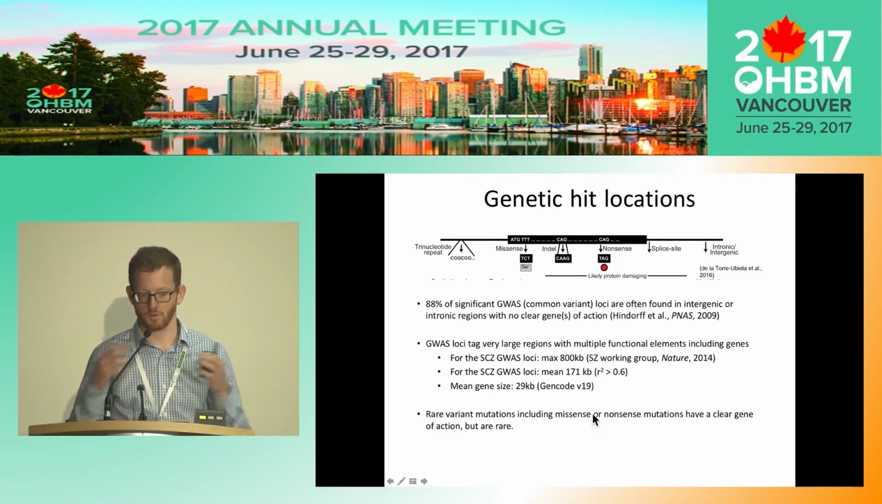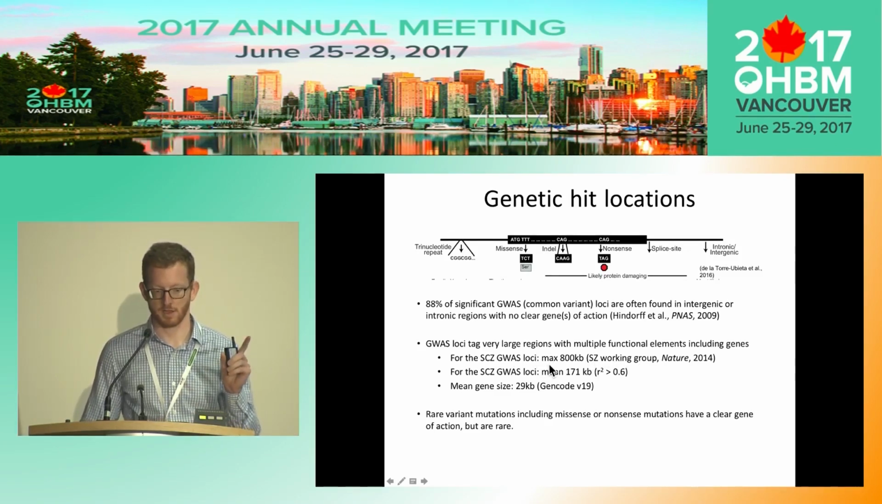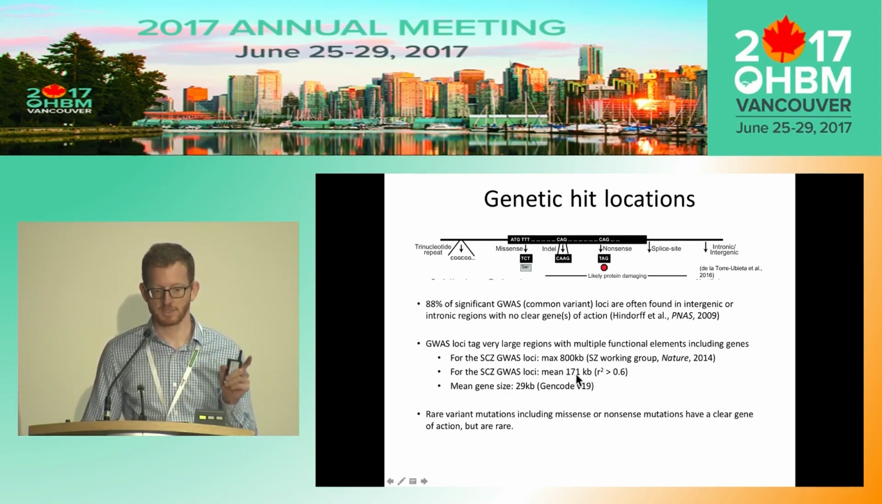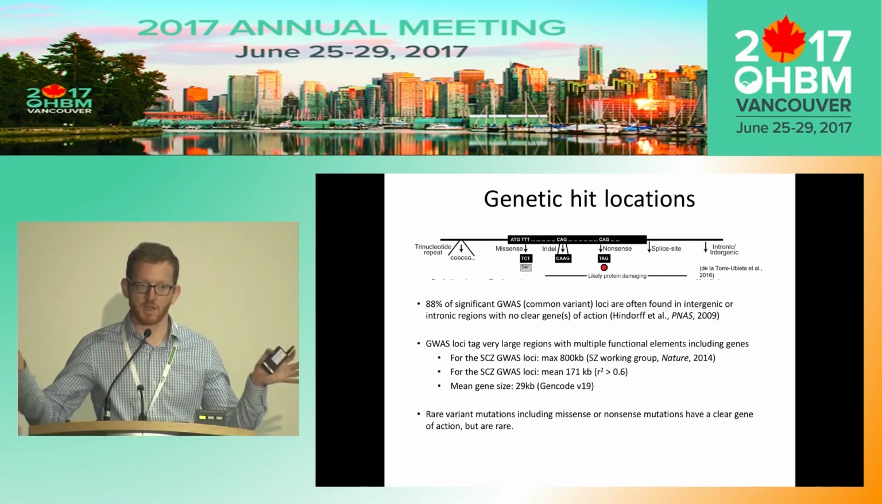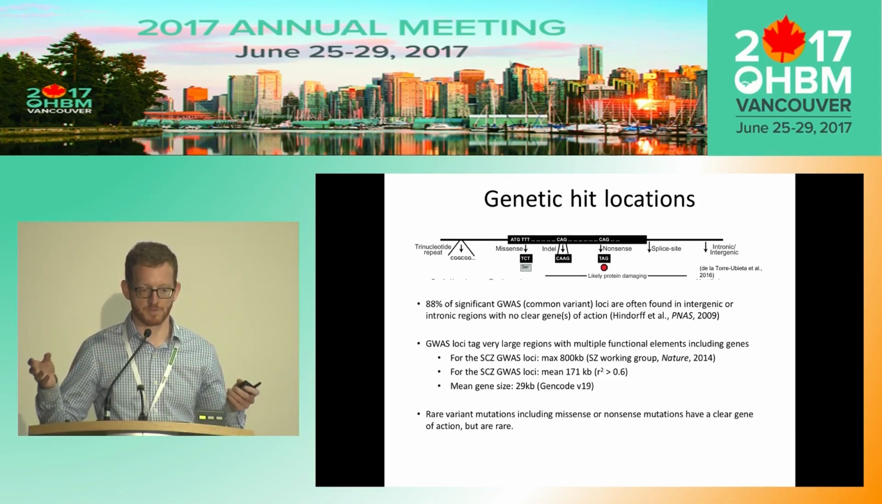we're not just looking at one genetic variant, we're looking at a bunch of inherited genetic variants that are correlated together. GWAS loci tag very large regions with multiple different functional elements contained within. So for the schizophrenia GWAS that David was talking about, the max size of the LD block was 800 kilobases. That's 800,000 bases. The schizophrenia GWAS mean size was 171 kilobases. And just to give you an idea, the mean gene size is 29 kilobases. So even though you've found a significant locus, that locus may encompass many different genes. So it's not easy to move from a genetic variant to a gene.